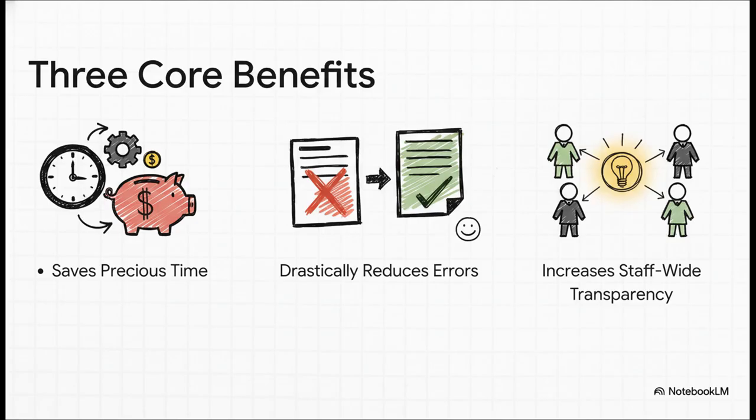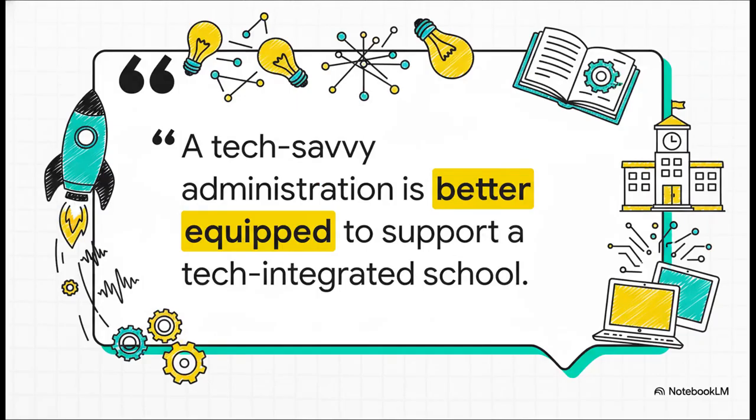And this right here is really the bottom line. A school's administration can't be stuck in the past if you expect your classrooms to be preparing kids for the future. When the main office models what efficiency and modern collaboration look like, it creates a culture that actually supports innovation everywhere else in the school.